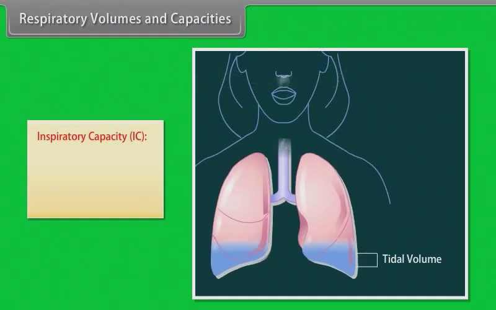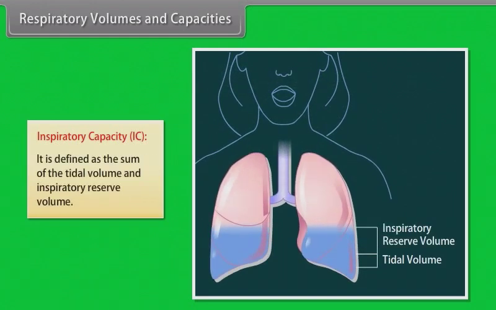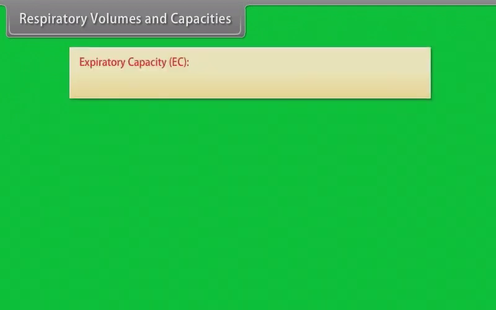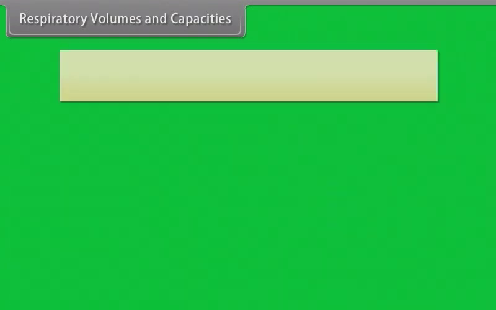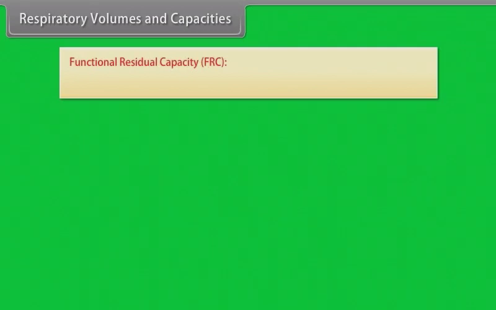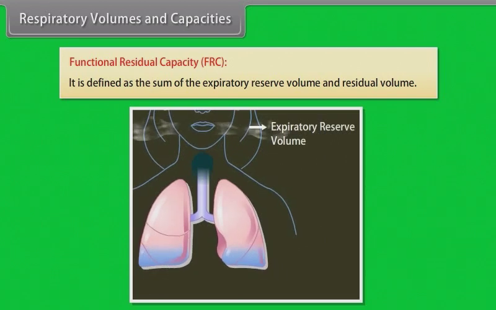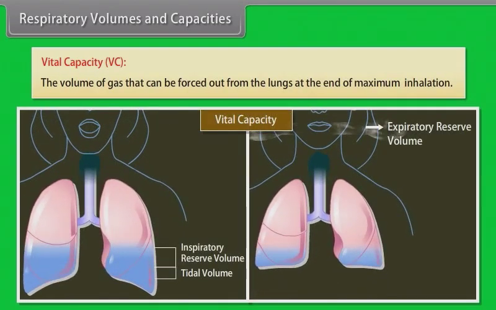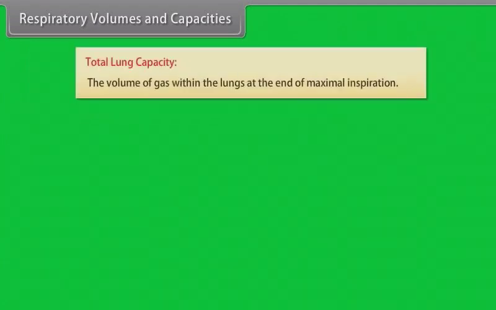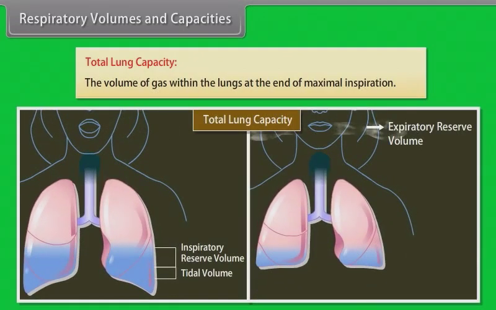Respiratory volumes and capacities. Inspiratory capacity, IC. It is defined as the sum of the tidal volume and inspiratory reserve volume. Expiratory capacity, EC. It is defined as the sum of the tidal volume and expiratory reserve volume. Functional residual capacity, FRC. It is defined as the sum of the expiratory reserve volume and residual volume. Vital capacity, VC. The volume of gas that can be forced out from the lungs at the end of maximum inhalation. Total lung capacity. The volume of gas within the lungs at the end of maximum inspiration.